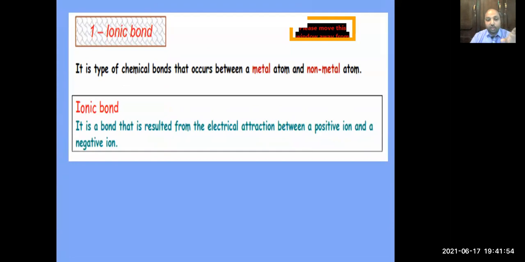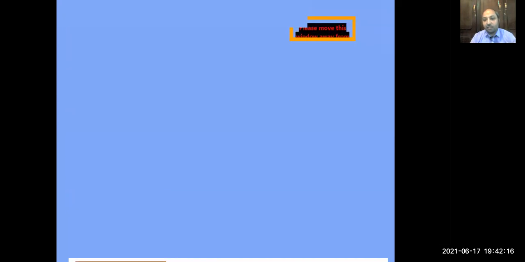The ionic bond is a type of chemical bond that occurs between a metal atom and a non-metal atom. The ionic bond results from the electrical attraction between a positive ion of a metal atom and a negative ion of a non-metal atom.